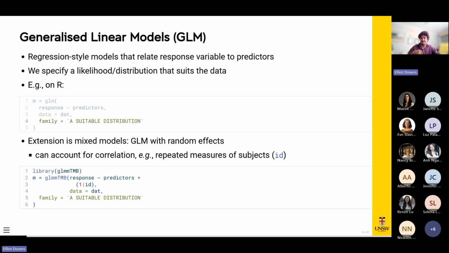If you can make the step from regression models to GLMs to GLMMs, as they're called, you're kind of good to go. And in R, a really handy way to approach these models is through the glmmTMB package, which I'm loading in that first line there, and then the glmmTMB function, which looks very similar to your standard GLM function.